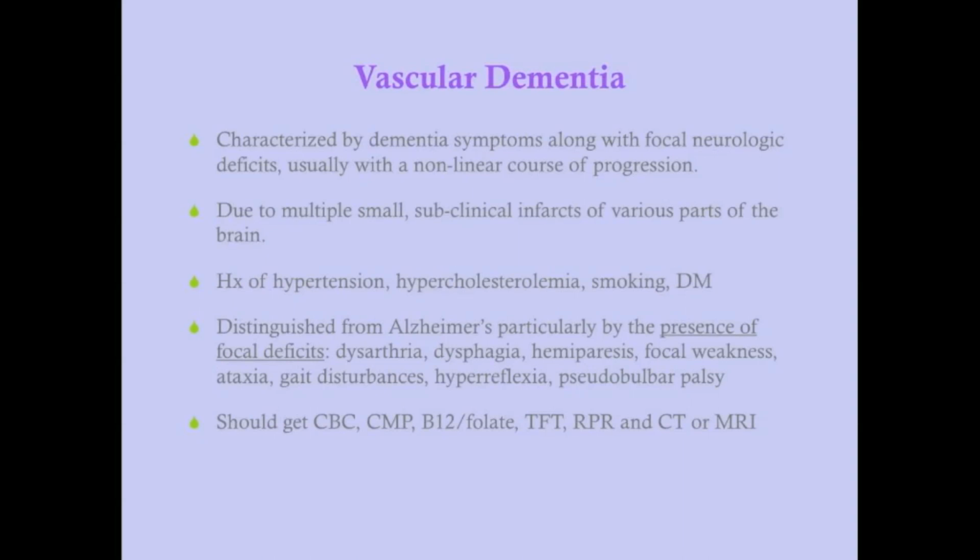So vascular dementia is characterized by demented symptoms, but it's also got focal neurologic deficits, and there's usually a nonlinear course of progression. So why would there be focal neurologic deficits and a nonlinear course of progression? Well, it's because this patient is having multiple small strokes, and that's what's causing the focal neurologic symptoms, because the strokes are happening in different parts of the brain. And then it's a nonlinear course of progression because the small strokes happen at different times. So it's not a linear course.